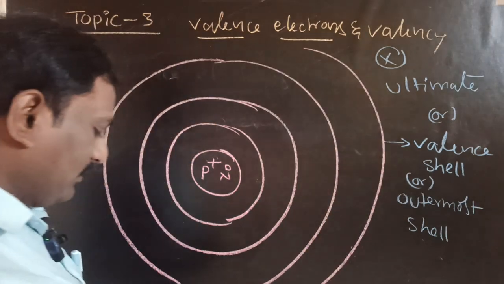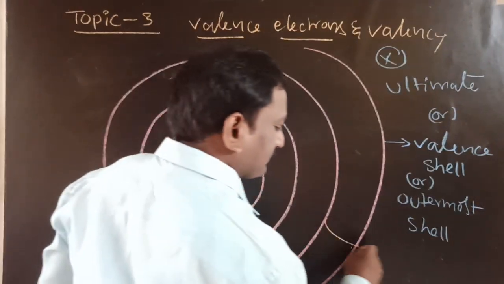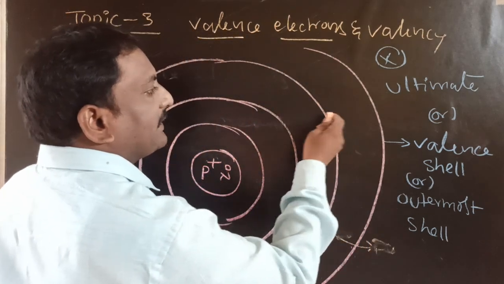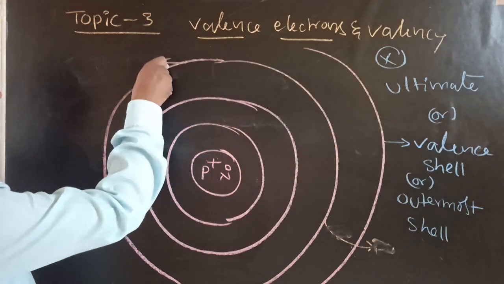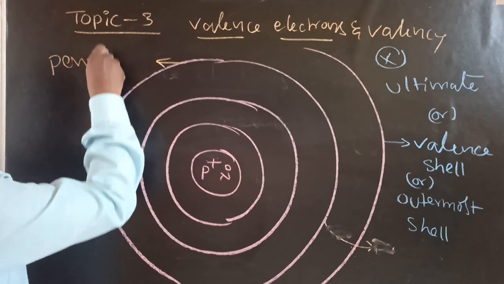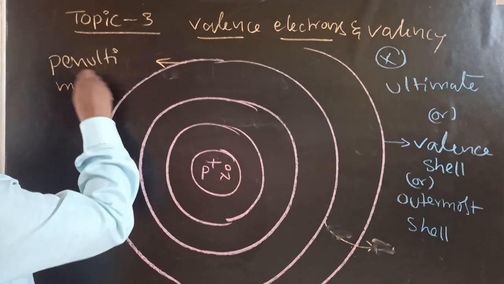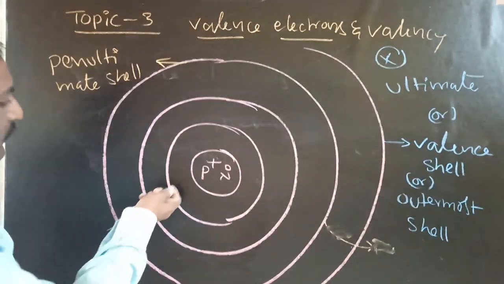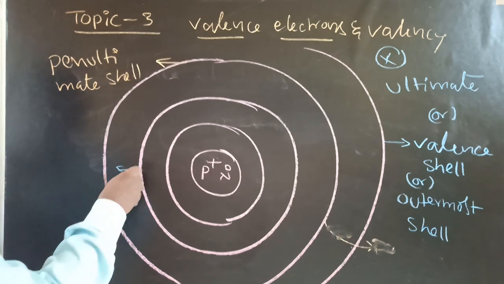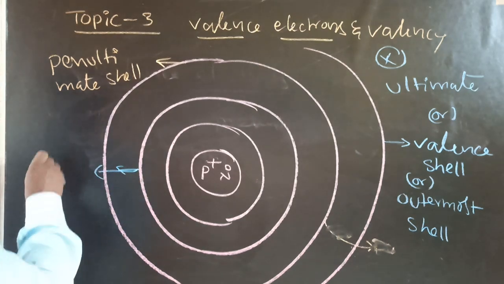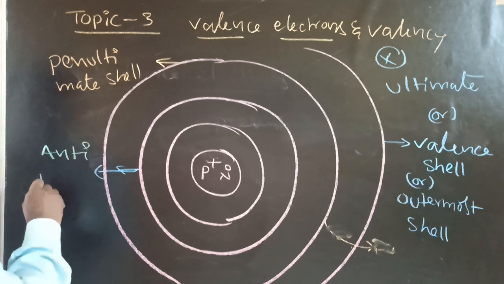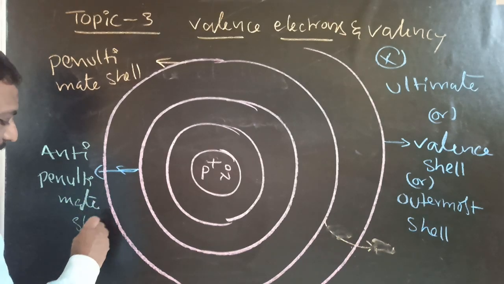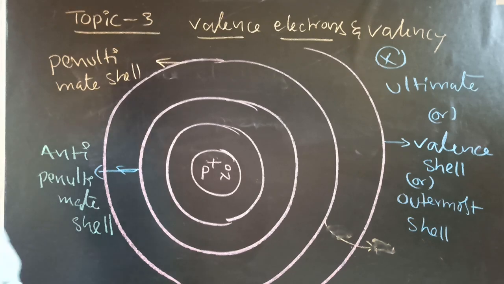The shell before the valence shell is called the penultimate shell. Let me write here: penultimate shell. The shell before the penultimate shell is called the anti-penultimate shell. So make a note of it.